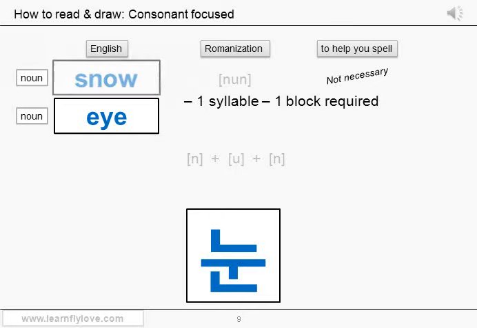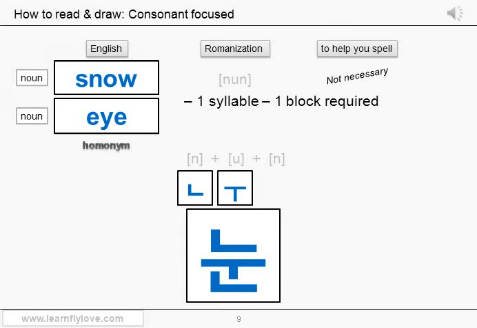Next word is snow or I. It's an homonym. Same sound, different meaning. Check out the romanization and let's hear the sound first. 눈, 눈. One syllable word. You don't need the second romanization for spelling. So the first consonant is N, like N in English. And the vowel is U. And the final consonant is N, like N in English again. So it's N, Nu, Nun, Nun, snow or I.